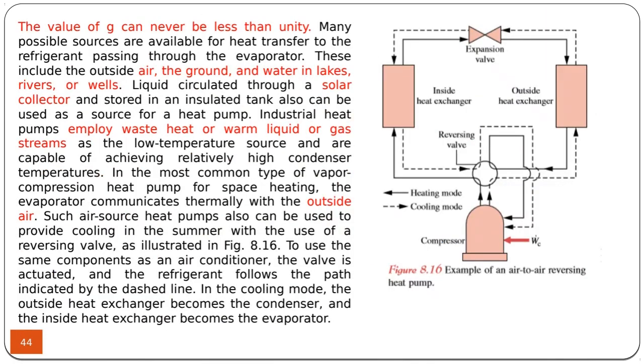So you see the changing position of the gas flow. As the position of gas flow changes, inside and outside units of the air conditioners change roles. So while in the cooling position, the inside unit was the evaporator and the outside unit the condenser. In the heating position, the inside unit becomes the condenser and the outside unit becomes the evaporator.